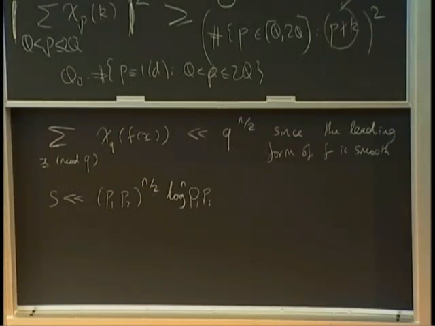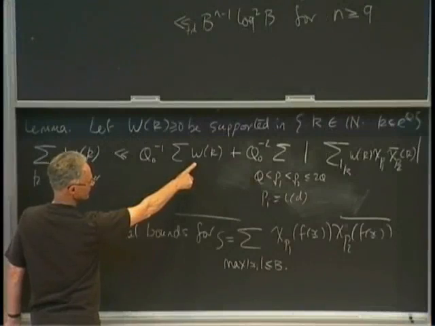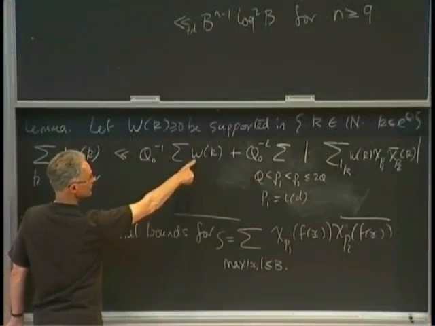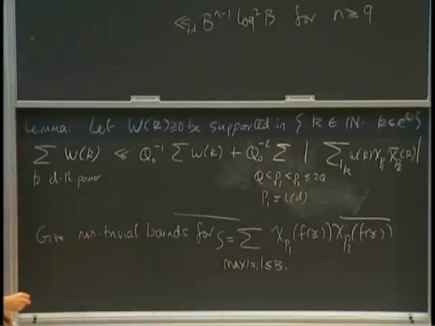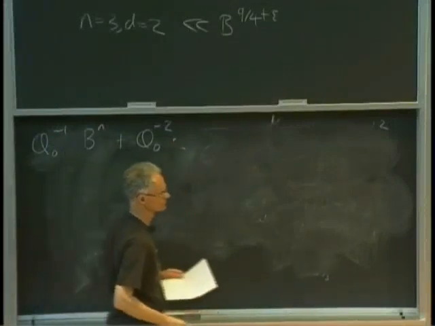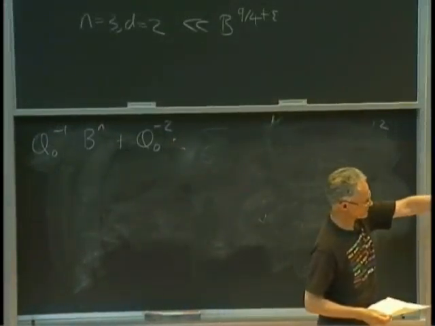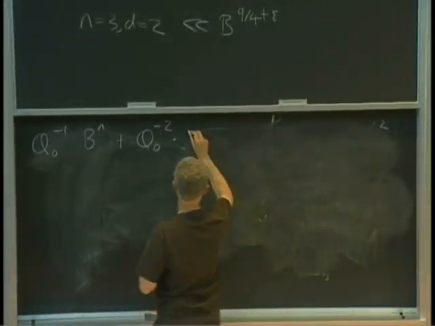So we would have Q naught inverse, that's here. So this is counting, for all k, the number of ways of representing k as a polynomial. So that will give us b to the n, since that's the number of values for x. Then we've got our term q naught to the minus 2. The number of pairs of primes is going to be q naught squared.